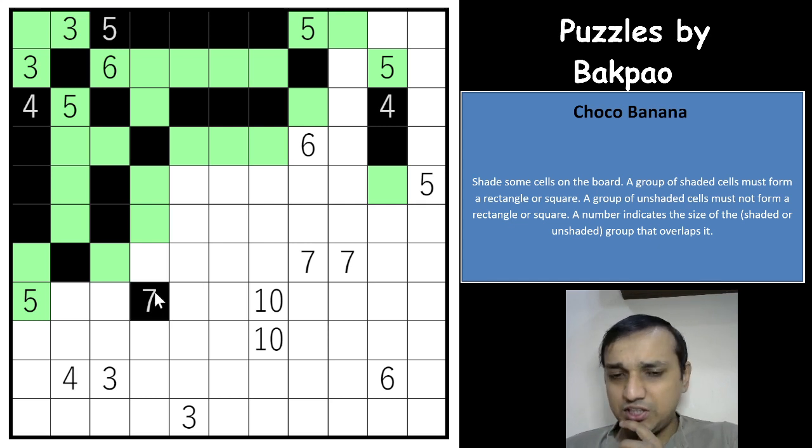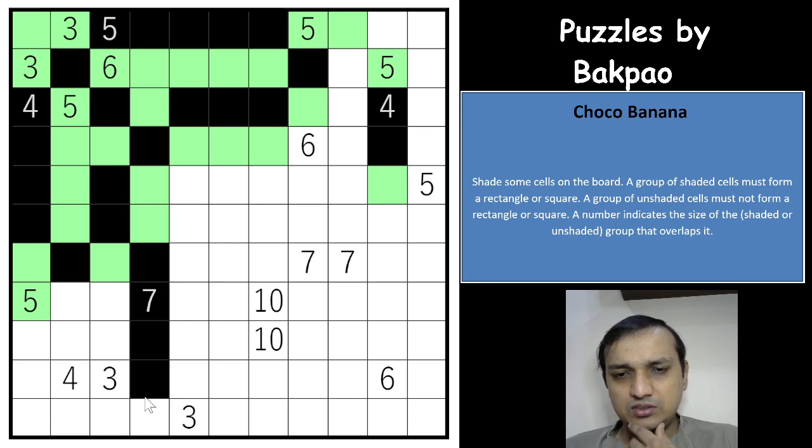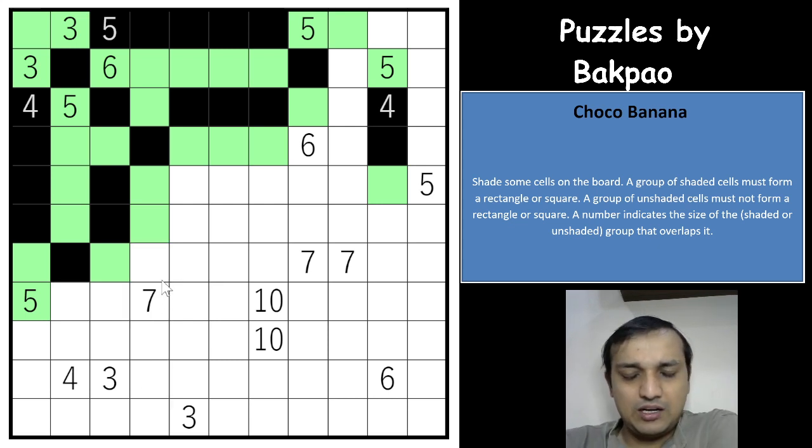Can you have 7 as shaded? There is no way the 7 is possible now. Earlier it was possible, but if you shade the 7, there is not enough space for the 7 to have 7 shaded cells in a straight line, because that's the only way it can form a rectangle. So 7 is unshaded, of course.